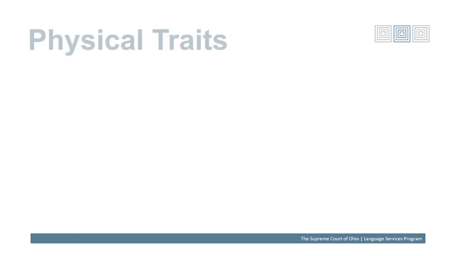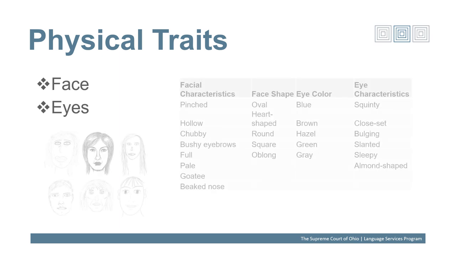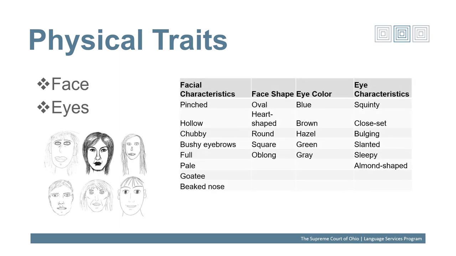Other physical traits would refer to the face and to the eyes. So, if you're asking about facial characteristics, the term could be pinched, hollow, chubby, bushy eyebrows, full, pale, has a goatee, has a beaked nose.